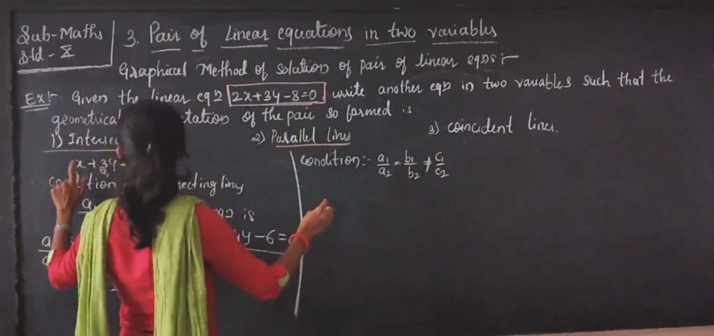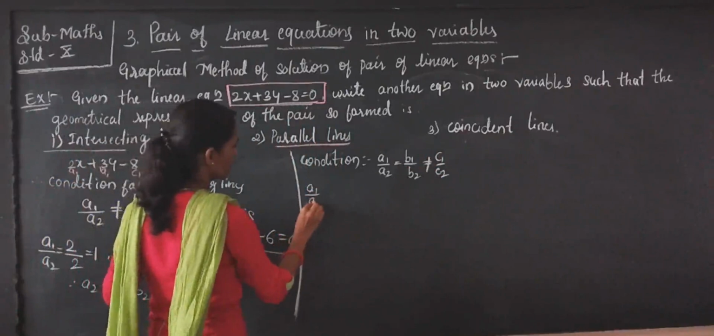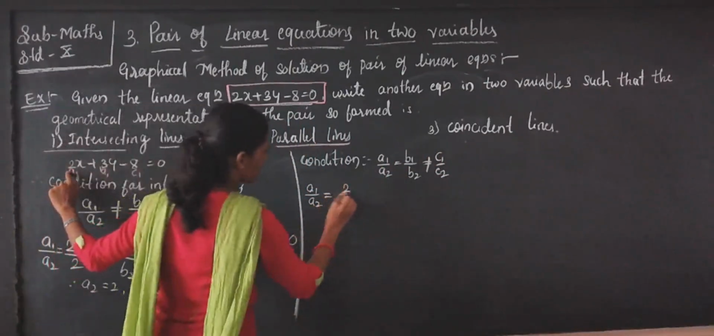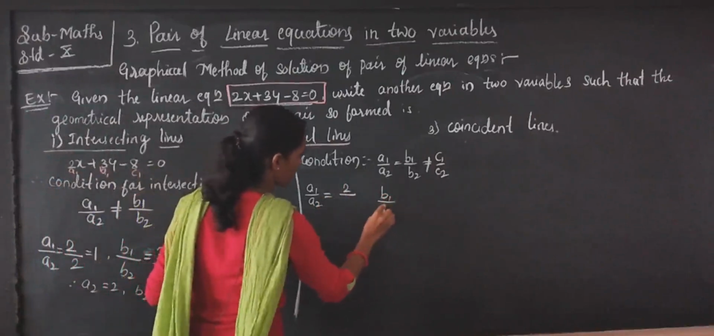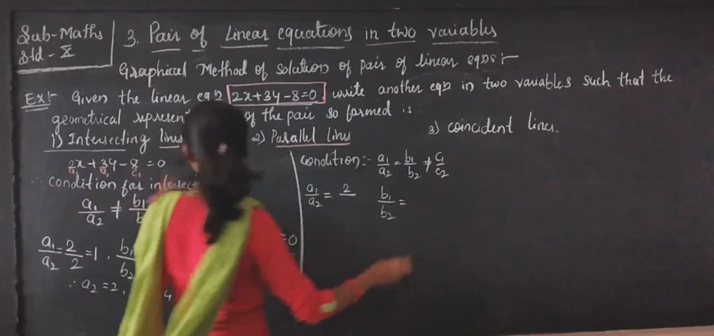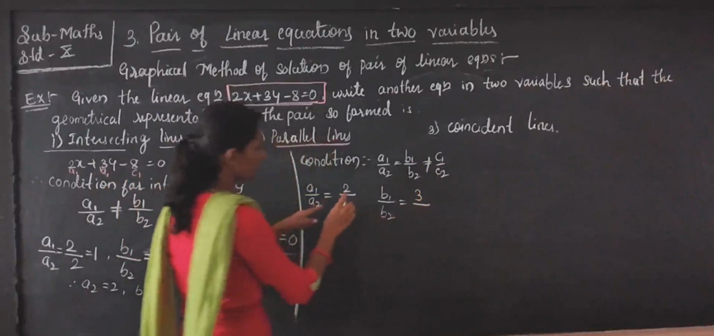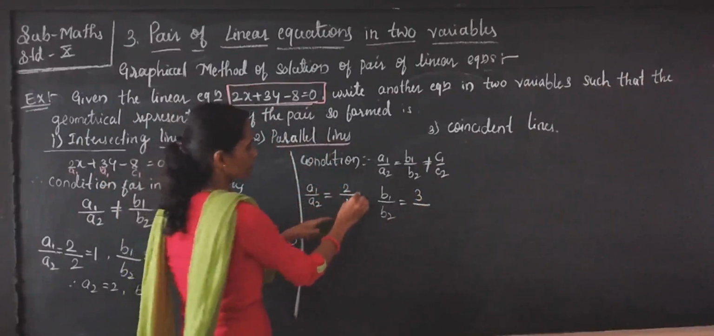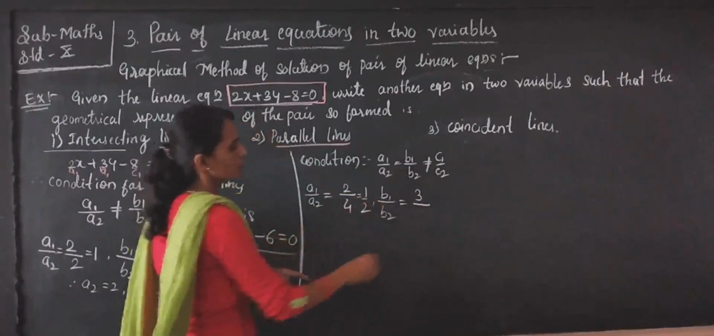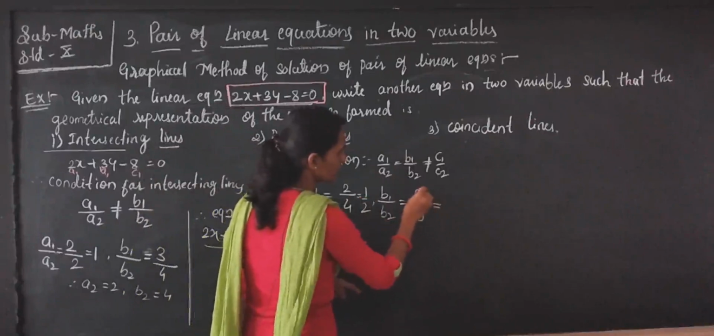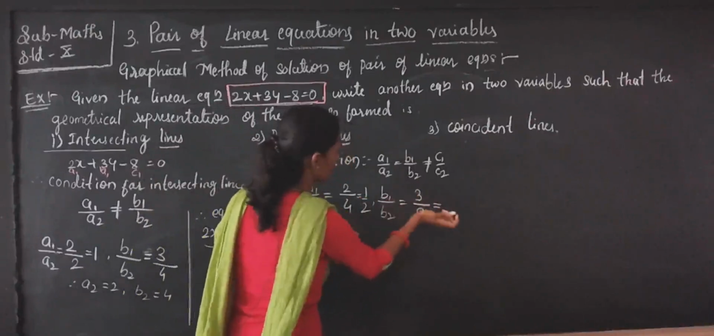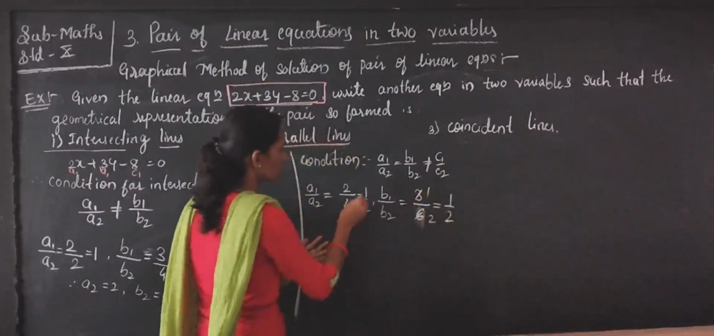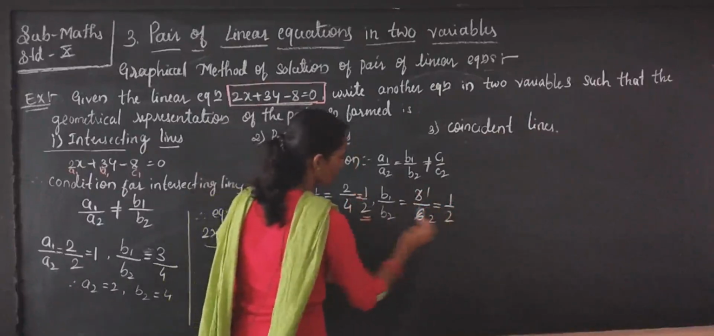So A1 by A2 and B1 by B2 have to become equal. A1 is 2 already. What will B1 by B2 become? B1 is already 3, so here you can take 4 for 2 ones are 2, 2 twos are 4, which gives us 1 by 2. Then 3 by 9? Sorry, don't take 3. Here you have to take 6. 3 ones are 3, 3 twos are 6. This is also 1 by 2. So this is 1 by 2 and this is also 1 by 2.